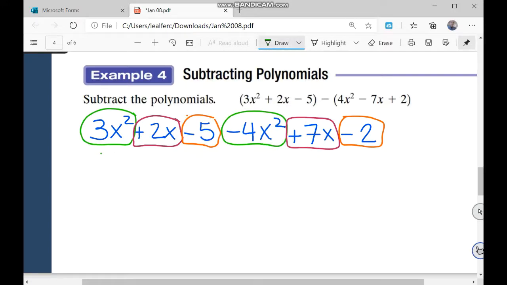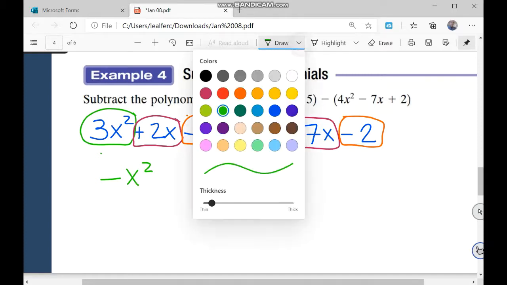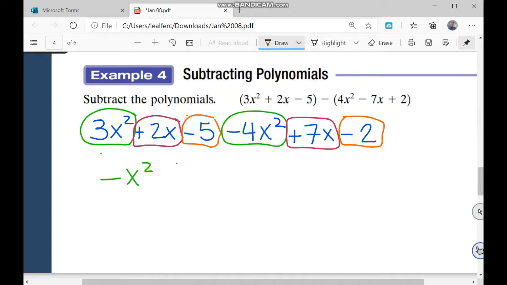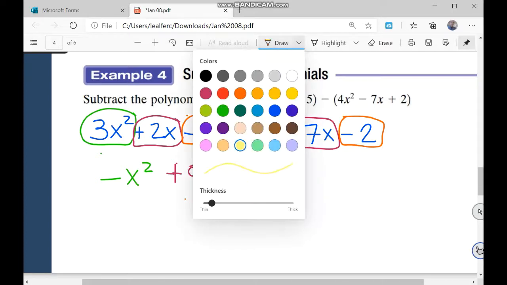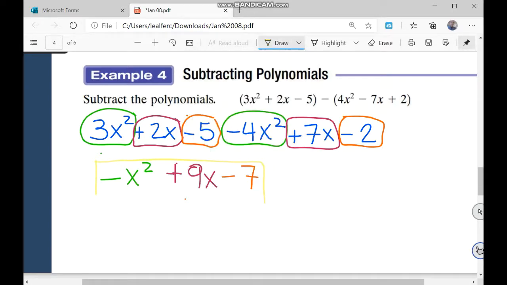3x squared minus 4x squared is negative x squared. Positive 2x plus 7x is positive 9x, right? And the constant term, negative 5 minus 2, is negative 7. Right? Any questions? This is the result of the subtraction.